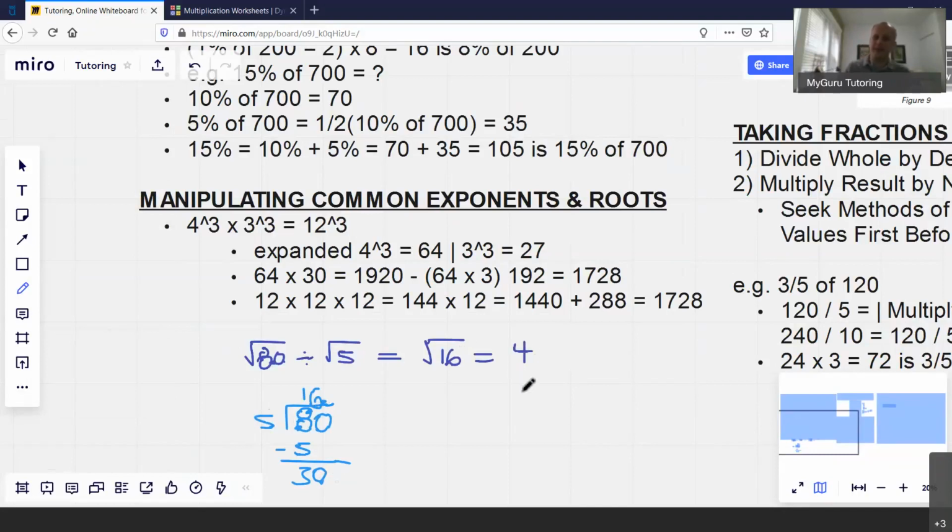So you can manipulate common exponents and roots following these rules as well. Keep the exponent or the radical consistent, and you can manipulate in this fashion.